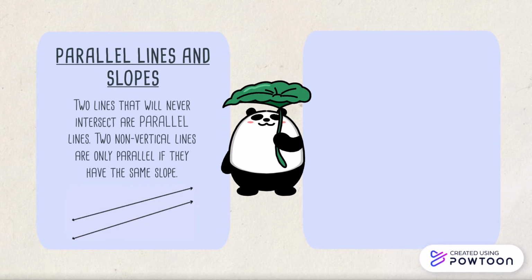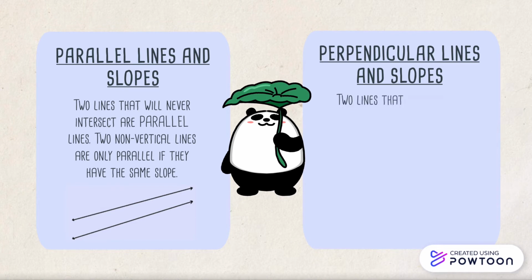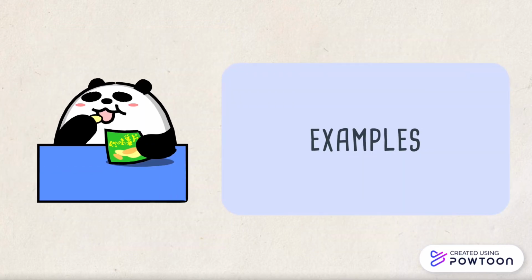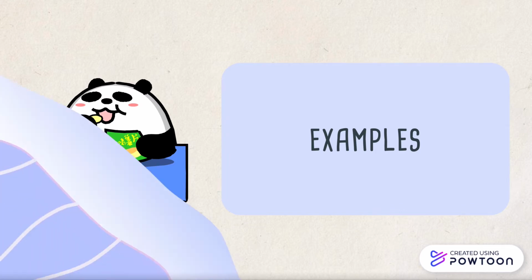Now, for perpendicular lines and slopes, two lines in the same plane that intersect at a right angle are perpendicular. Non-vertical lines are perpendicular if their slopes are negative reciprocals. Right here is what two perpendicular lines look like at that right angle. And like our example from earlier, line A might be -2 and line B might be +1/2. Now for some examples, here's where I'll explain how to do some problems that you might see later on.